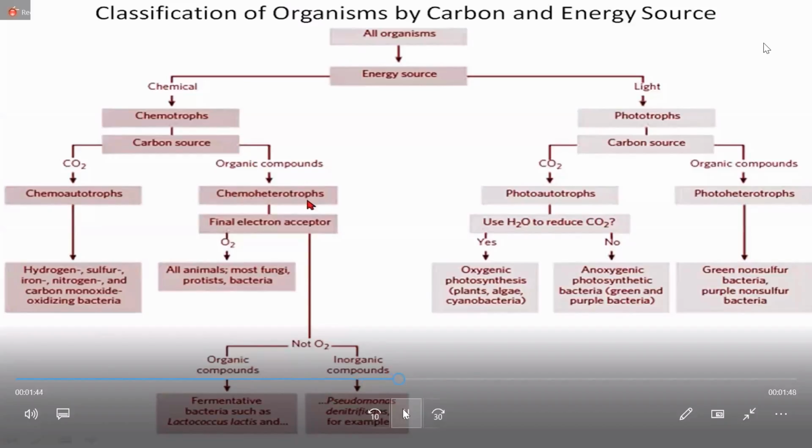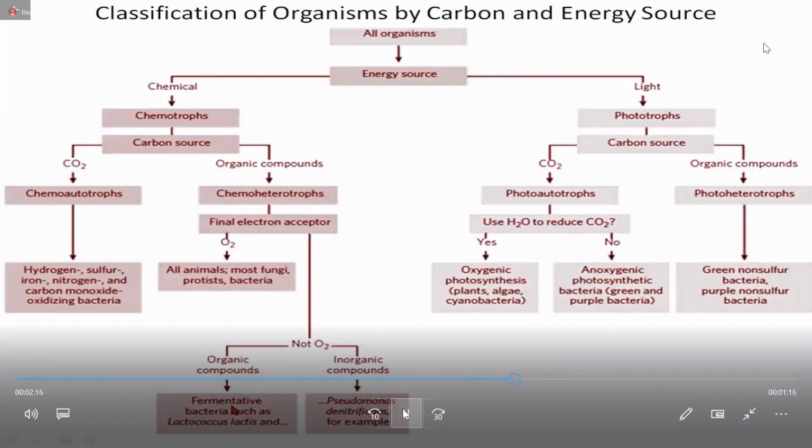Now let's move on to chemoheterotrophs. In chemoheterotrophs, the final electron acceptor can either be O2 or not O2, so based on that, it is classified further. If it is O2, the electron transport chain occurs in the membrane of the mitochondria. If the final electron acceptor is O2, this includes all the animals, fungi, protists, bacteria, and also humans, which therefore require O2. And if it is not O2, then it can be an organic compound.